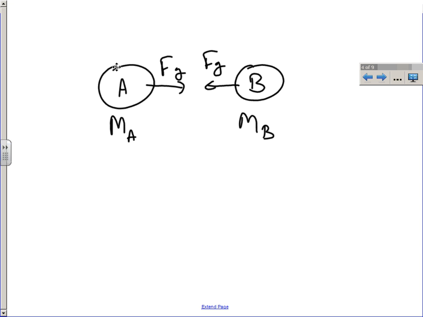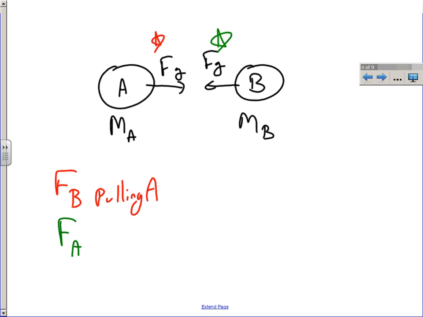Remember, those two forces are equal, right? This force here is the force of object B pulling A, right? Newton's third law tells us that there's an equal and opposite force of A pulling B. So those forces are equal.